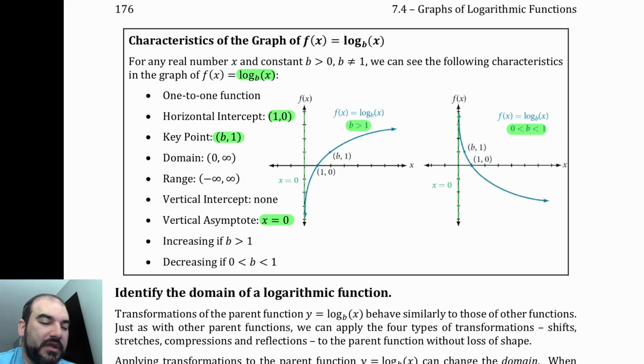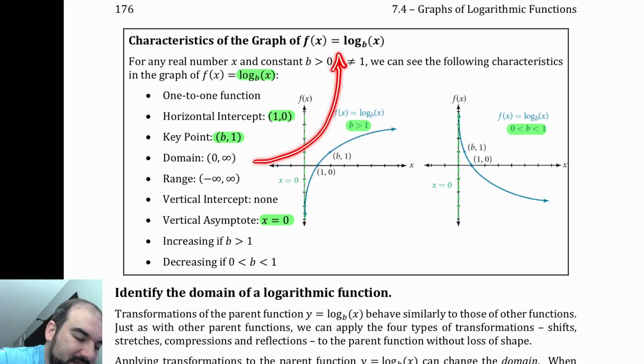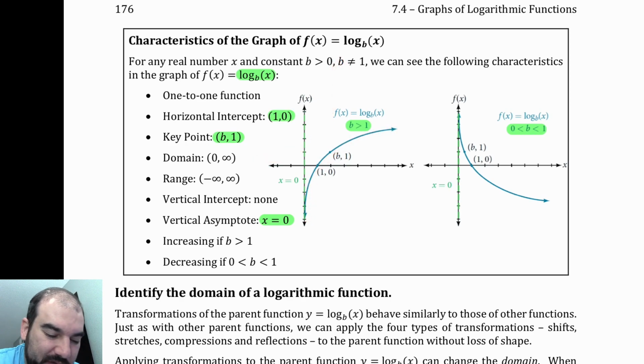Kind of like we did with the exponential functions, right? b being greater than 1 was a growth function. It was getting bigger from left to right. It was a different shape because it was doing this, right? That was the exponential version of that. But if b is less than 1, if it's between 0 and 1, then we have a decay function which goes down this way.